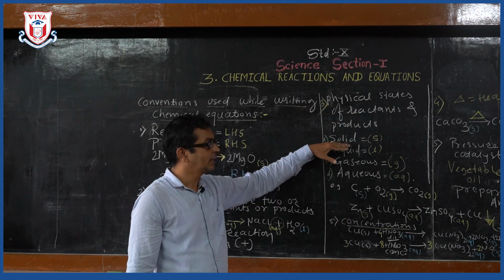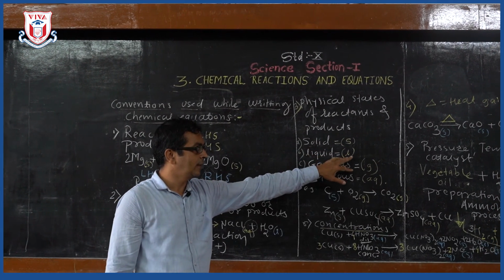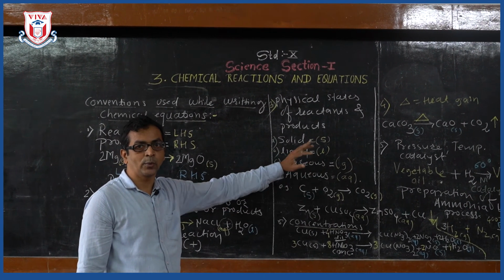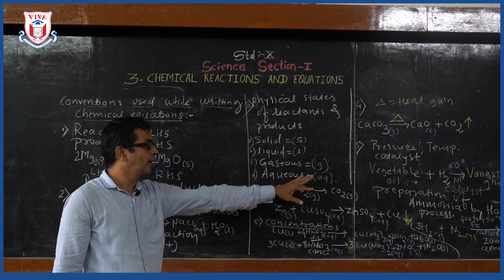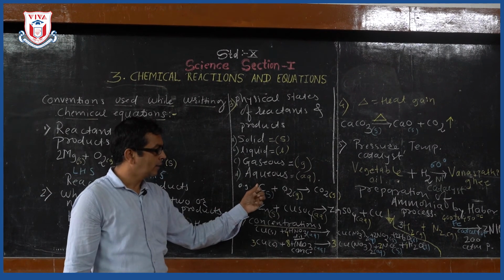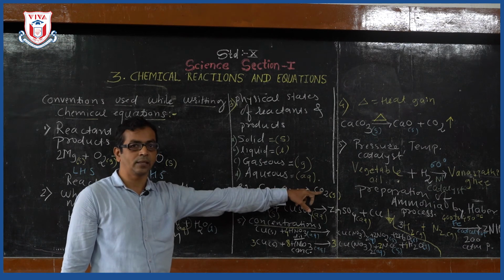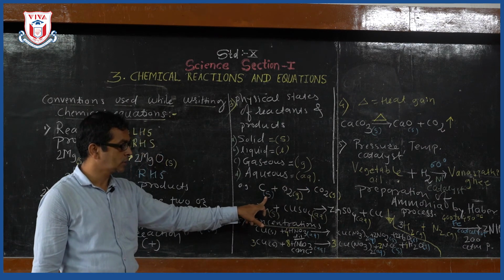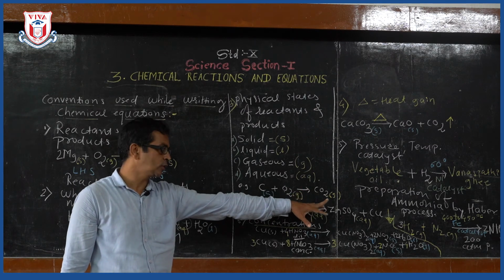If it is solid, then you have to write S. If it is a liquid, then you have to write L. If it is gaseous, then you have to write G. If it is aqueous, dissolved in water, then you have to write AQ. Like here I wrote that carbon reacts with oxygen. When carbon is burned in air, you will get carbon dioxide. So the state of carbon is what? Solid. Oxygen is what? Gaseous. Carbon dioxide is again gaseous.